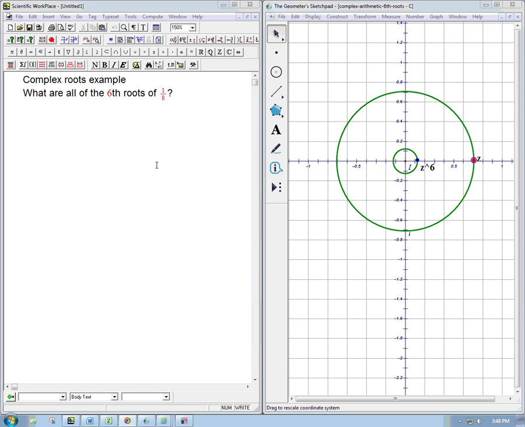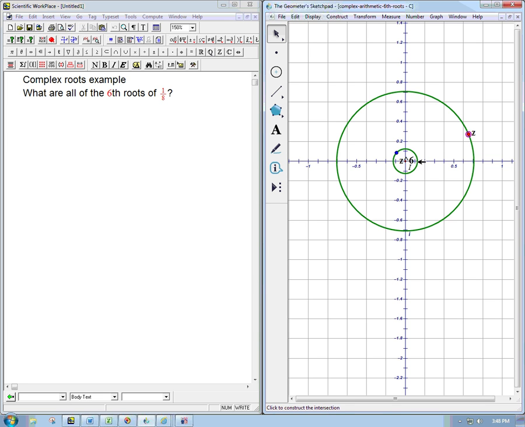Here's an example of taking complex roots. What are all the sixth roots of 1/8? Well, I've got a picture set up for this, and I actually had to do a little bit of the problem before I set up the picture, but let me just give you the idea. I've got the point 1/8, which is about 0.125. It's right here on the positive real axis.